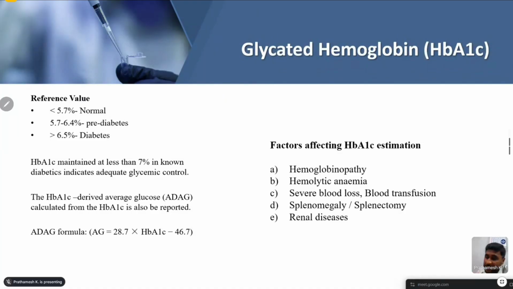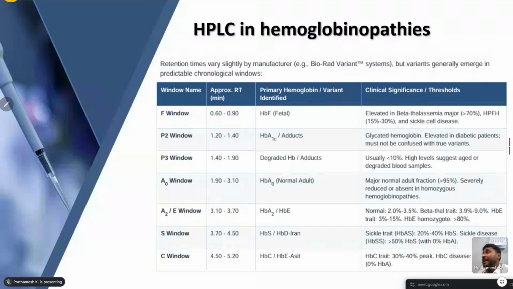And renal disease मैंने क्यों लिखा है? कार्बामाइलेटेड. तो अगर रीनल डिजीज होगा तो यूरिया बढ़ेगा, कार्बामाइलेटेड हीमोग्लोबिन भी बढ़ जाएगा, तो आपका A1C estimation affect होगा. So that was HPLC in A1C.